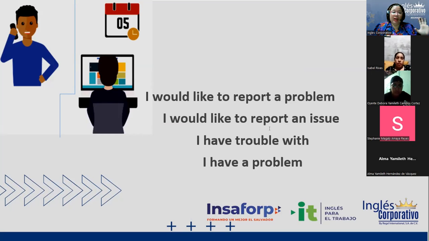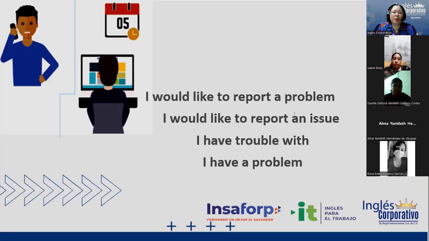Y de cualquier forma hay una forma gramatical para hacer ese pedido, ¿verdad? O esa solicitud. Entonces, por ejemplo, si yo digo issue, ¿sí? I would like to report an issue. Miren, an issue. ¿Por qué? Porque empieza con vocal y es contable. Es un nombre contable. Entonces, I would like to report an issue. Vamos todos, please repeat.